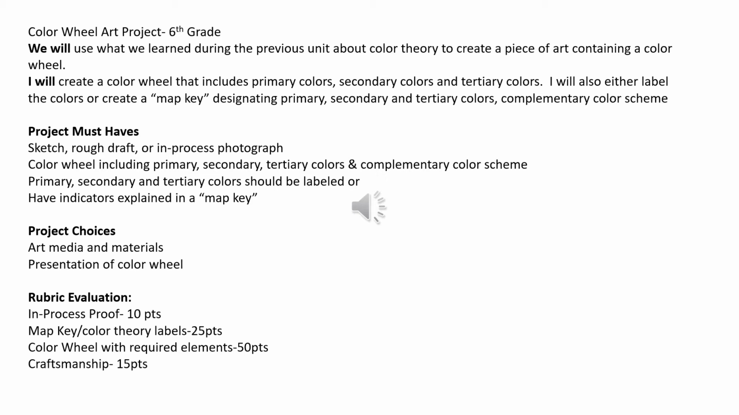The project will be evaluated using a rubric, including 10 points for in-process proof, 25 points for the map key and color theory labels, 50 points for the color wheel with required elements, and 15 points for craftsmanship.